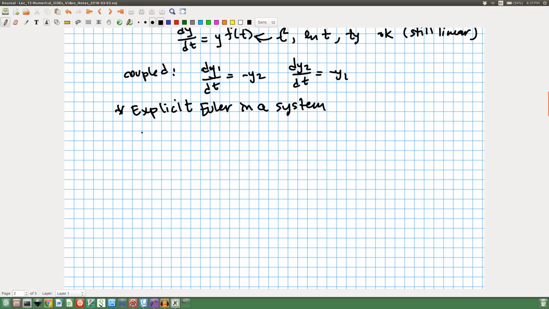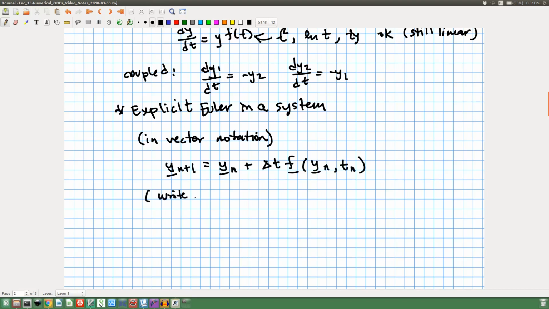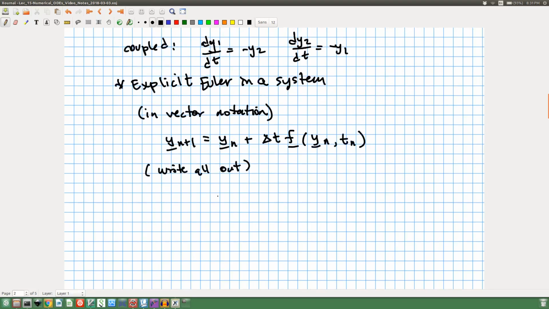So in vector notation, we have y at n plus 1. These are now time points. As y at n plus delta t times the vector f of y at n, t n. And we can write this all out to see all the different components of those vectors.